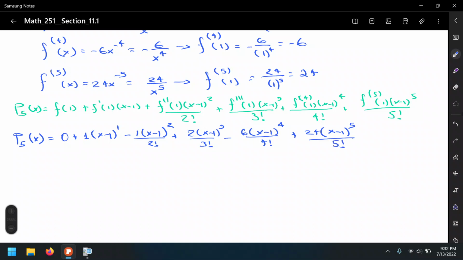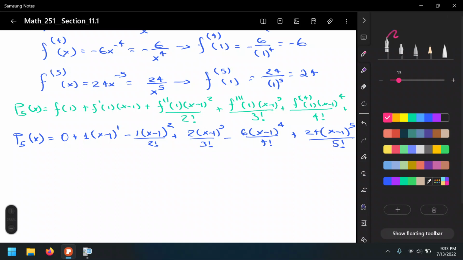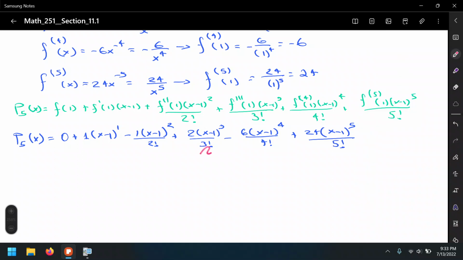Okay, so let's start simplifying this. So how do we simplify this? This 3 factorial, 4 factorial. Okay, so if we break this up, let me use a different color here. So 3 factorial is 2 times 2 factorial, all right?